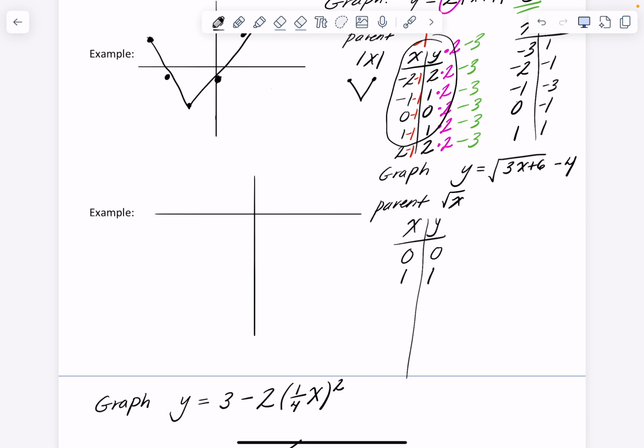Square root of 2 is a decimal. So personally, I don't want that one. But that's just me. Square root of 3 is a decimal. Square root of 4 is a good one. What's square root of 4? 2. Square root of 5 is a decimal. I don't want it. Square root of 6, square root of 7, square root of 8, square root of 9 is 3. I'm like, that's enough.